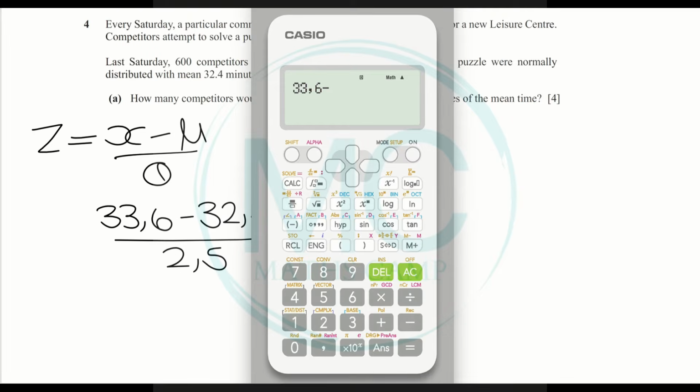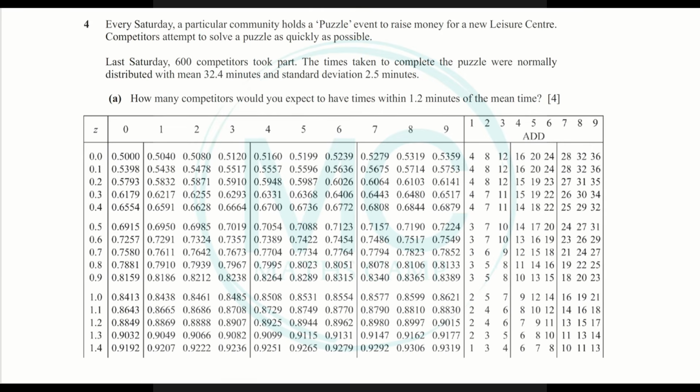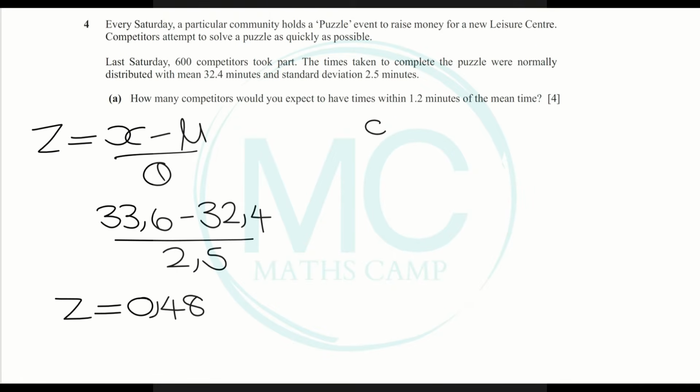33,6 minus 32,4 divided by 2,5 is equal to 0,48. This is our z-score. Z is equal to 0,48. Now, let's take our normal distribution table and find the probability. 0,48, and we get 0,6844. I can say the probability of z is equal to 0,6844. But I want to look at my diagram quickly.